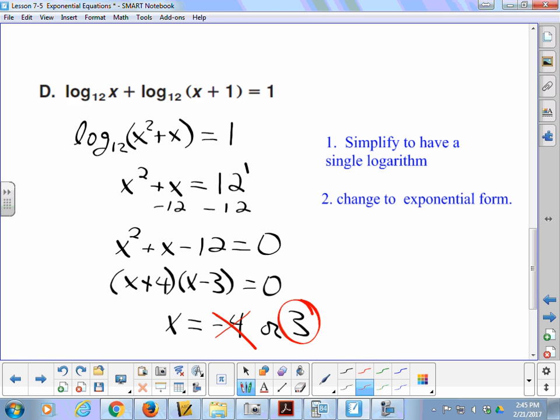So, exponential equations. If we can make the bases the same, we will, so we can get the exponents equal to each other and solve. If we can't make the bases the same, we take the log of both sides. Logarithmic equations. Okay? Get them into a single logarithm, change to exponential form, and then they become a nice linear or quadratic equation that you can solve.